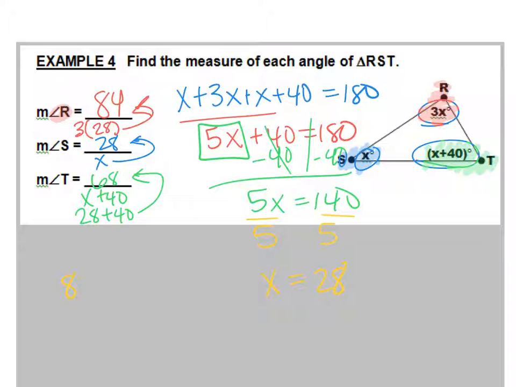I could do a quick check. 84 plus 28 plus 68. Does that equal 180? Throw it into my calculator really quickly, and yes, it does.